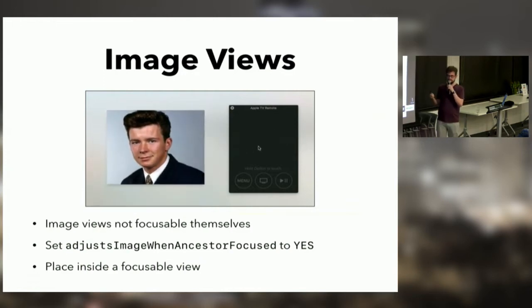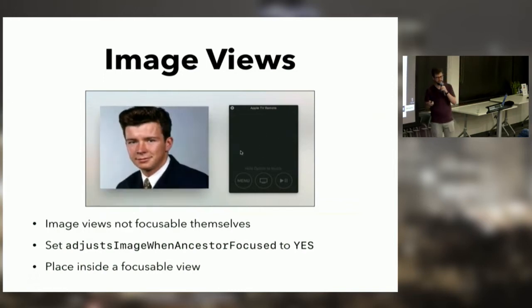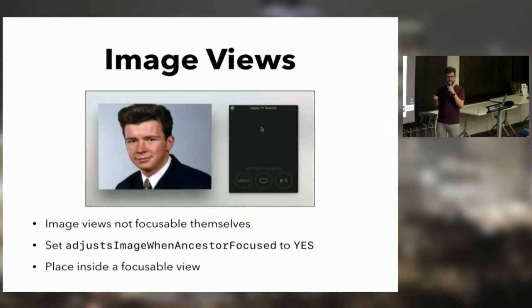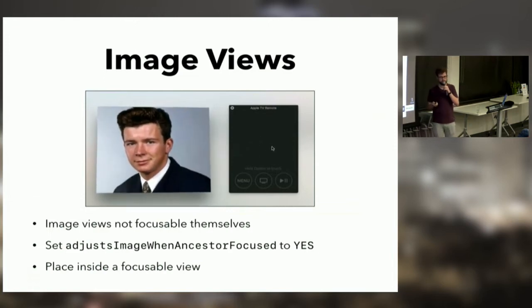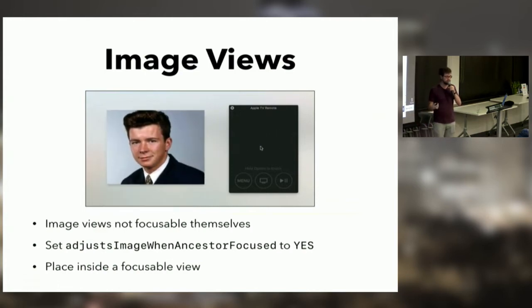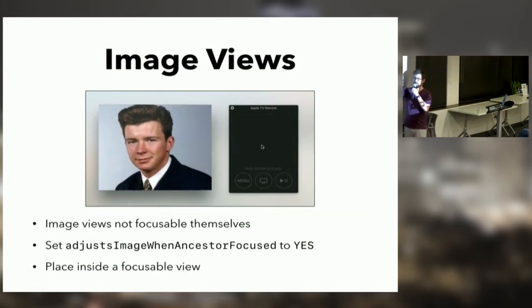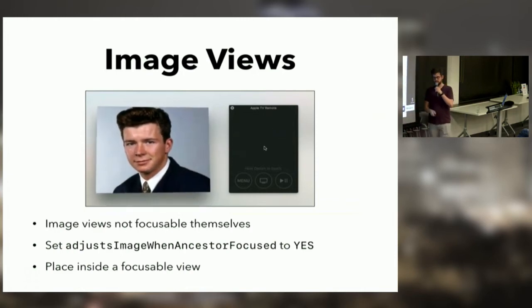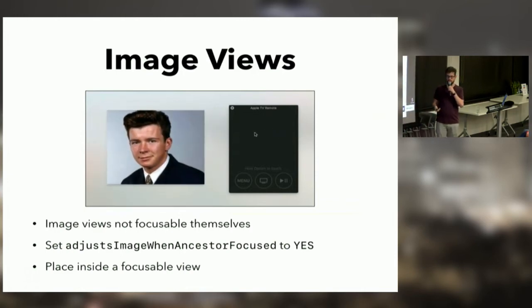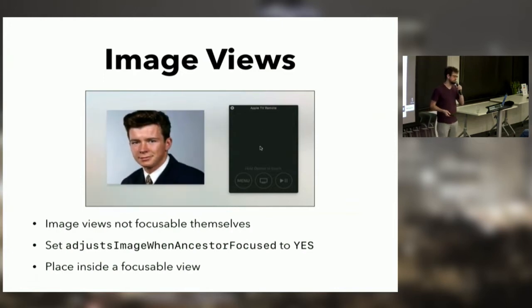What's a little bit misleading at first about this API is that you don't actually make the image view itself focusable. I haven't tried it, but I believe making an image view itself focusable doesn't pick up this effect. It's specifically when an ancestor is focused. So you have to set this property to yes, and then put the image view inside of another view that is itself focusable. In this example, I've created an invisible view behind the image view that is actually focusable, but the image view gets the effect when it's focused, which is cool. This is all over tvOS. I recommend doing this because it looks awesome.